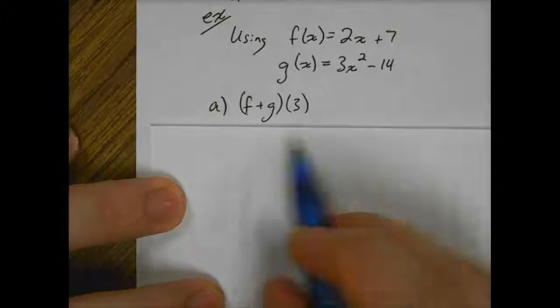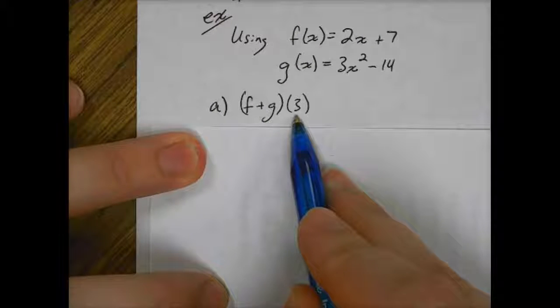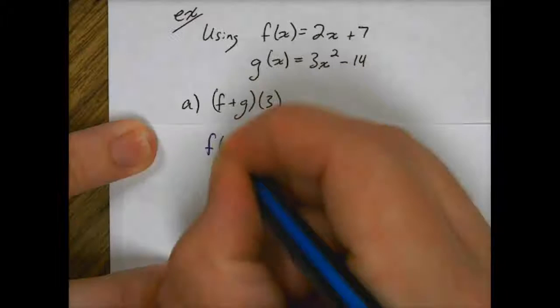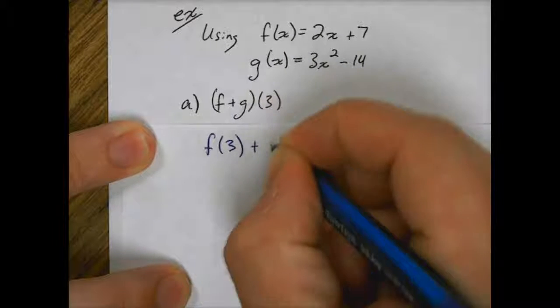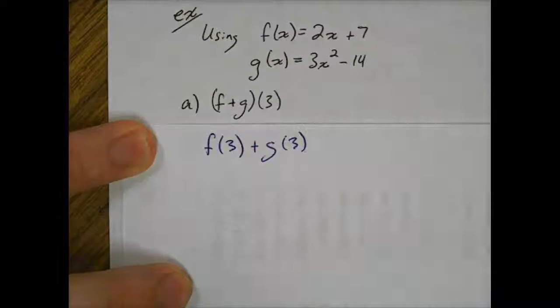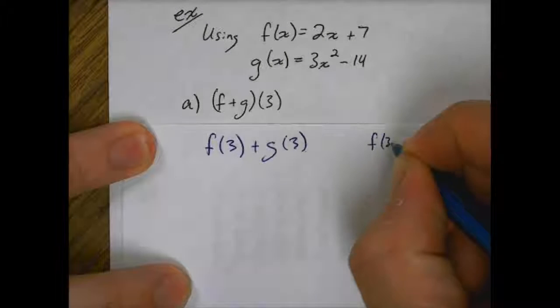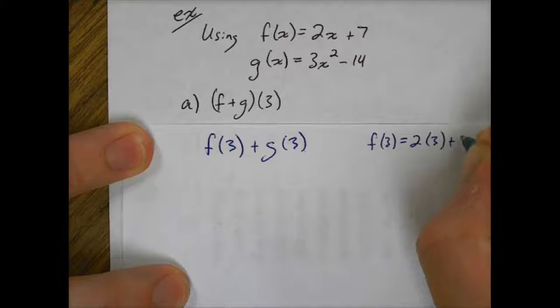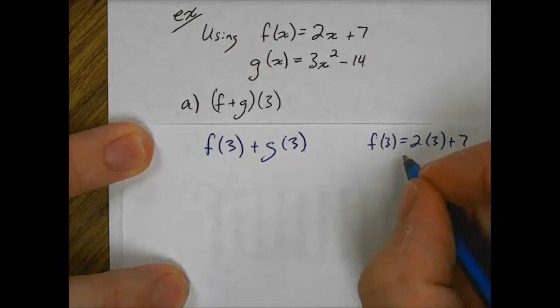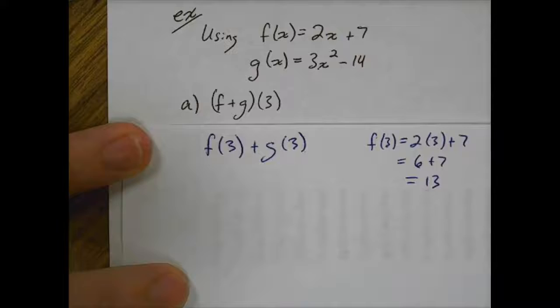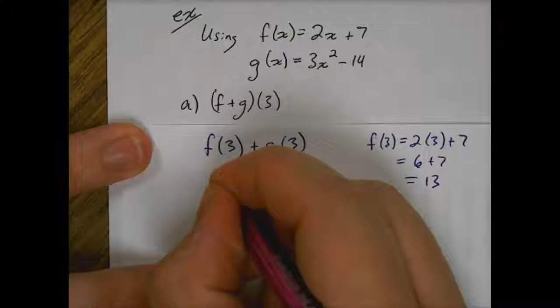So with this first one, we have f plus g of 3. Notice instead of an x like we have in our rules, I now have a 3. So all I'm going to do is take f of 3 plus g of 3, whatever those values are, and add them together. f of 3: I'm just substituting 3 in for my x value. So 2 times 3 plus 7. Well, 2 times 3 is 6, so I have 6 plus 7, which is 13. So I know f of 3 is 13.